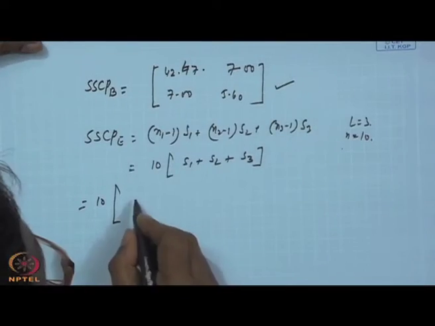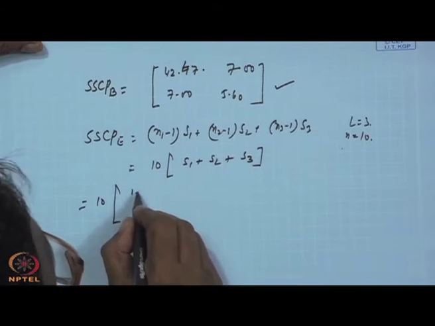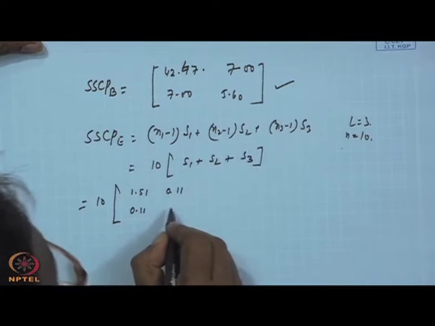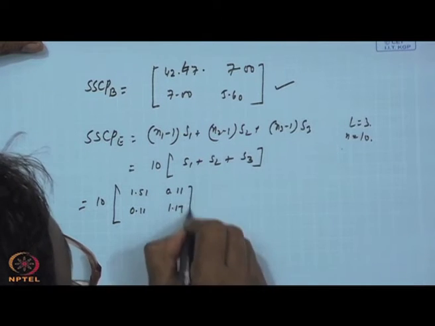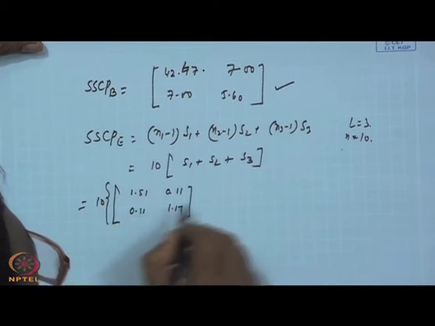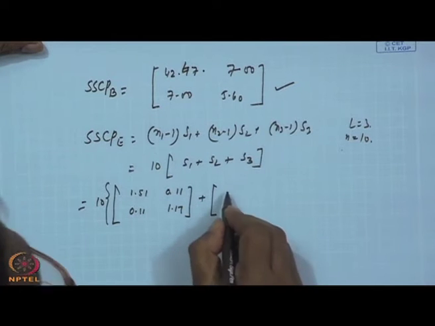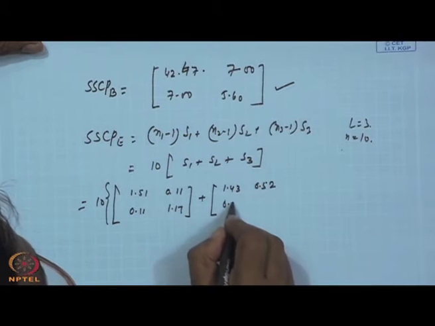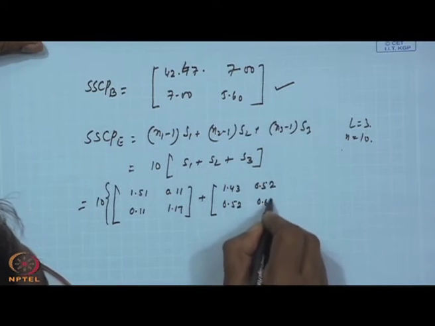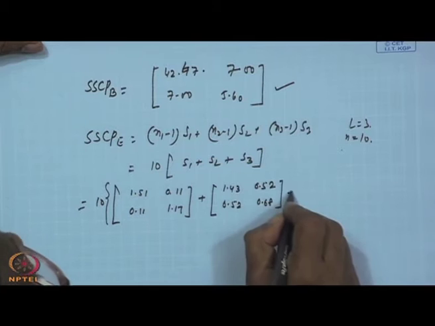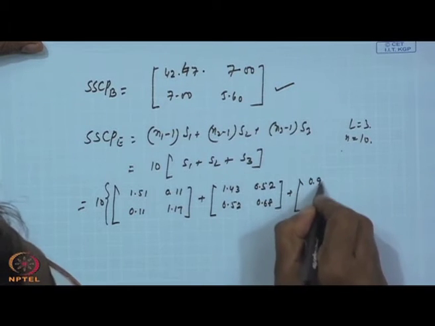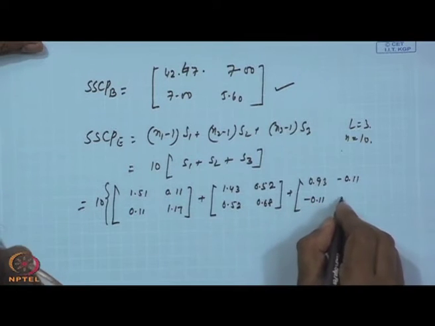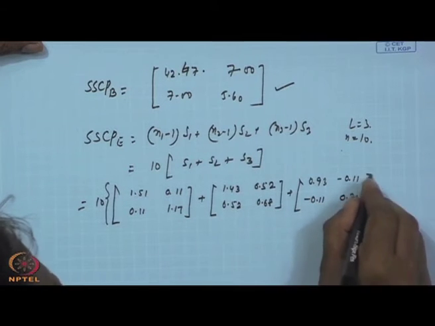What is our S1? You see, S1 is this, S2 is this, S3 is this, these 2 cross 2 matrices. So you write down: S1 is 1.51, 0.11, 0.11, 1.17, plus 1.43, 0.52, 0.52, 0.68, plus 0.93, minus 0.11, minus 0.11, 0.72.